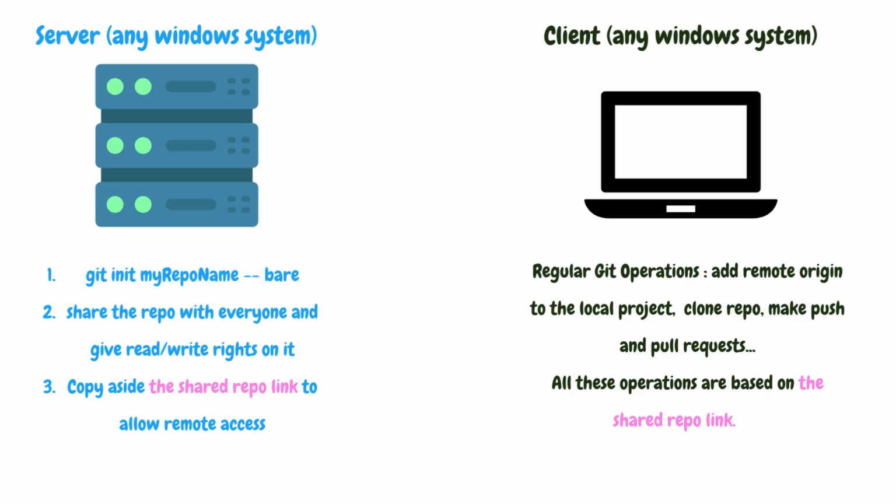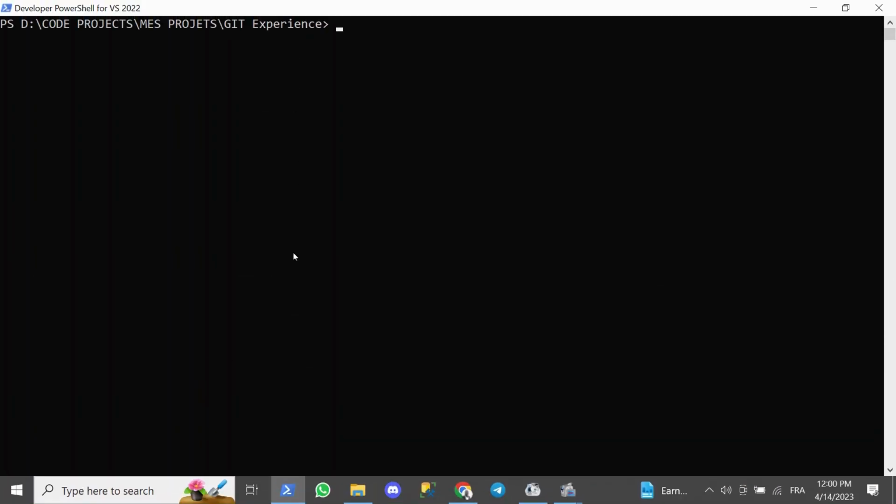On the client side, there's nothing special to do apart from making pull and push requests and cloning, but all these operations are based on the shared link that we got from the repository. Great. For this demo, we will consider two directories: one for the server that we will call git server, and the second one for the client called git client, as I'm using the same machine.